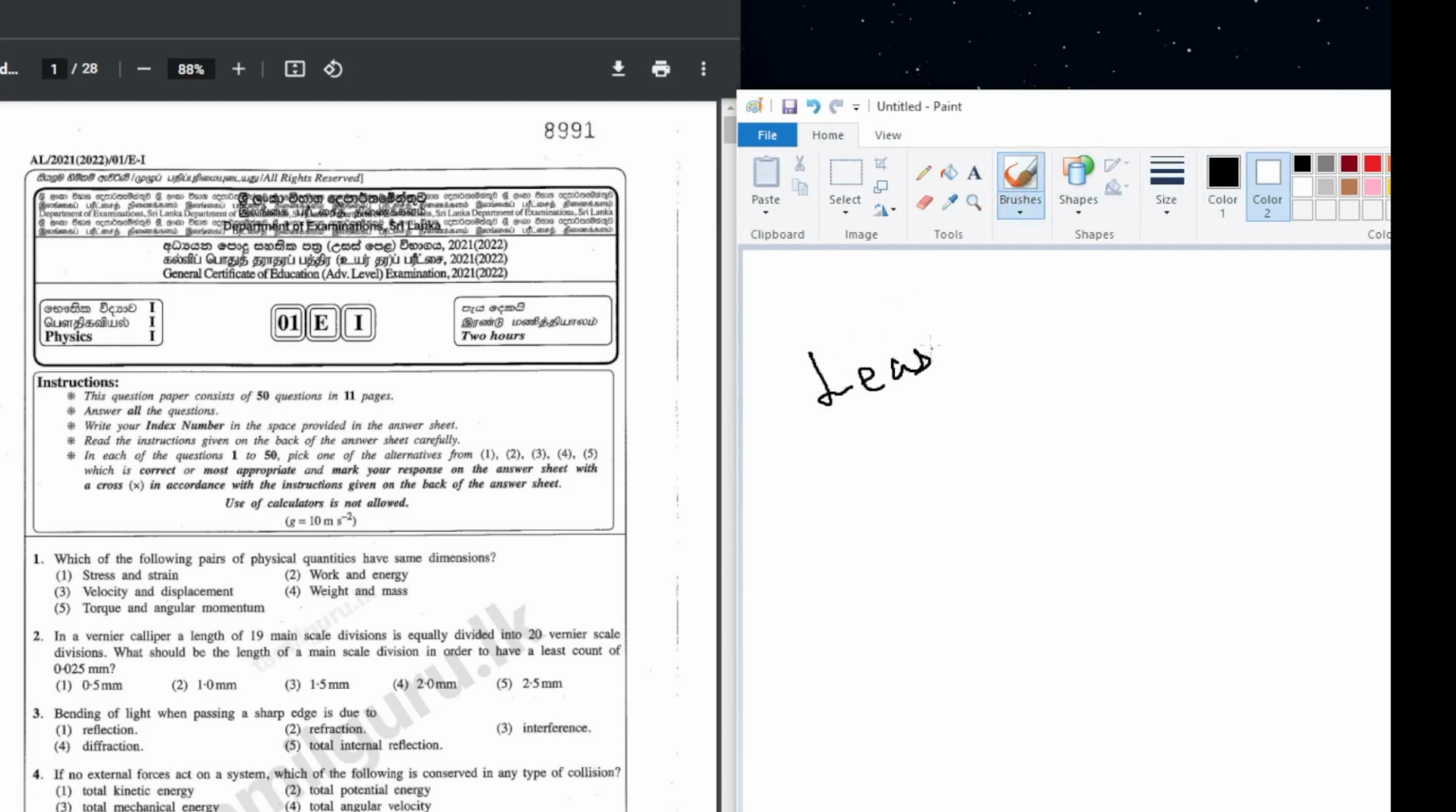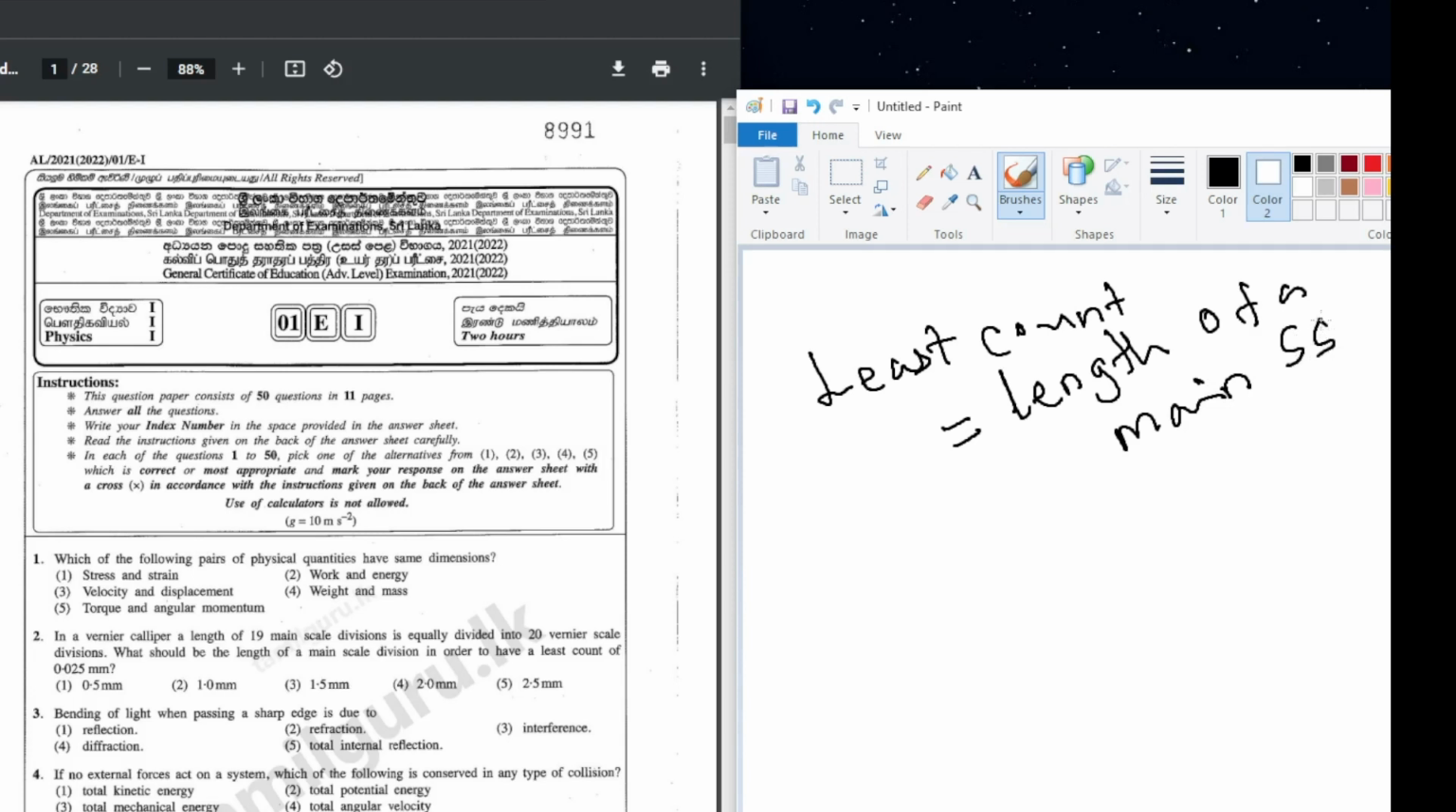Least count is equal to length of a main scale division divided by the number of vernier scale divisions.